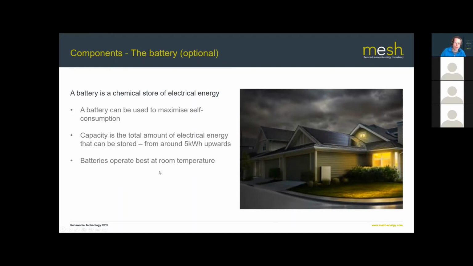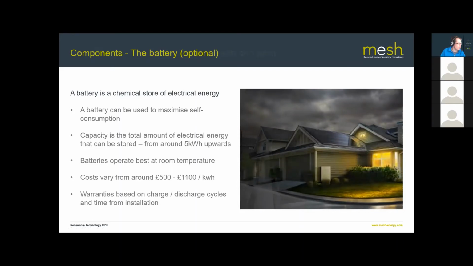So as a rough rule of thumb, they're about cost neutral, but they do have some other advantages. As I say, batteries vary in cost. They typically are around 500 to 1100 pounds per kilowatt hour. The Tesla Powerwall is probably the market leader at the moment, and that sits somewhere in the middle of that range. And for warranties, they're based on charge and discharge cycles and time from installation. So again, typically the battery itself will monitor some of that stuff and be able to tell you what warranty it's got left.